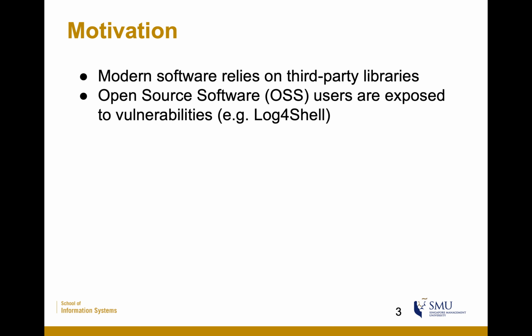Modern software projects rely on a large number of third-party libraries. Consequently, open source software users that depend on vulnerable third-party libraries, either directly or transitively, are under the risk of being attacked through vulnerability exploitations.